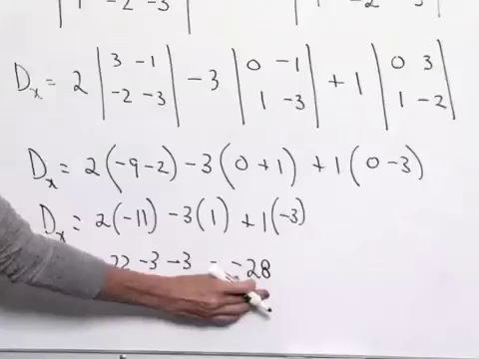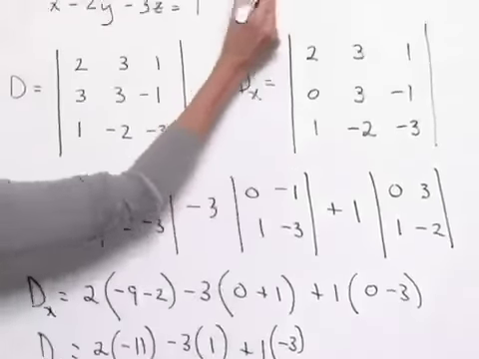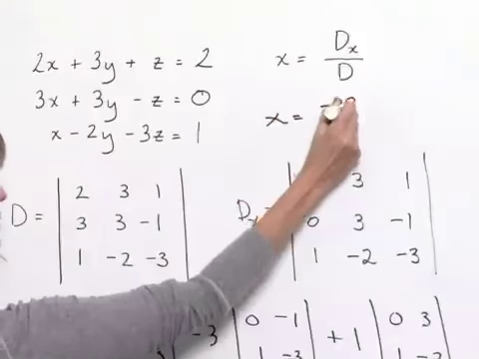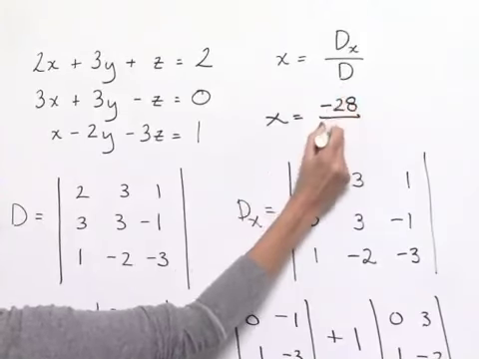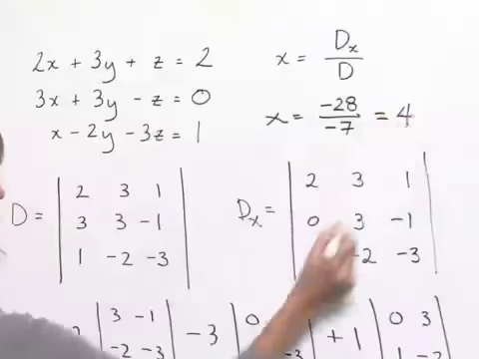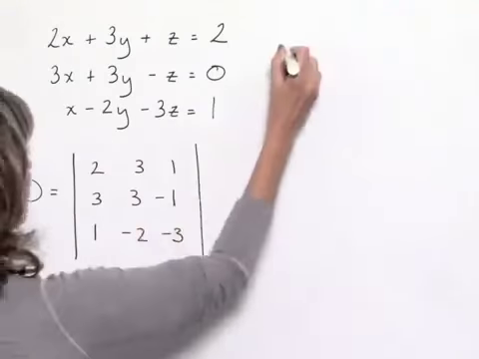Let's take that value, and we're going to now solve for our value of x by substituting our negative 28 for the numerator, and the value of d that we found out earlier from our coefficient determinant was negative 7. And that gives us our x value of positive 4. Now we're going to look for our y value.